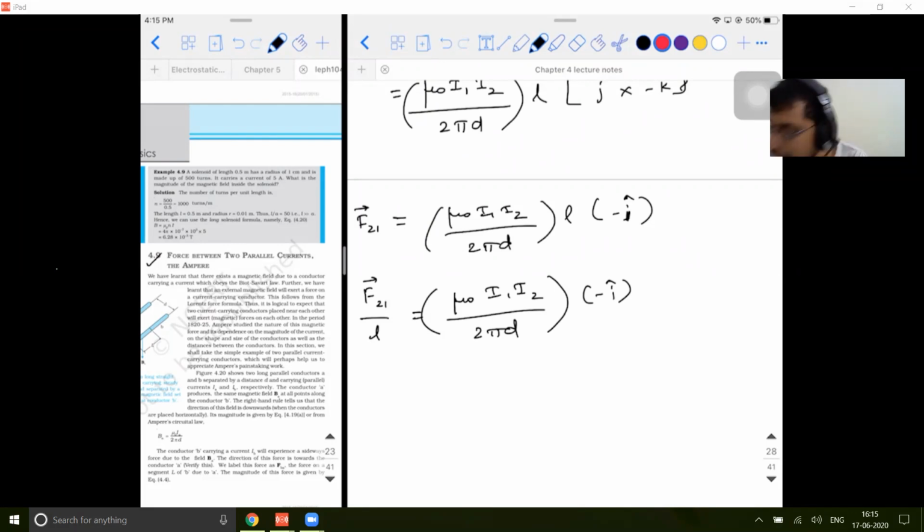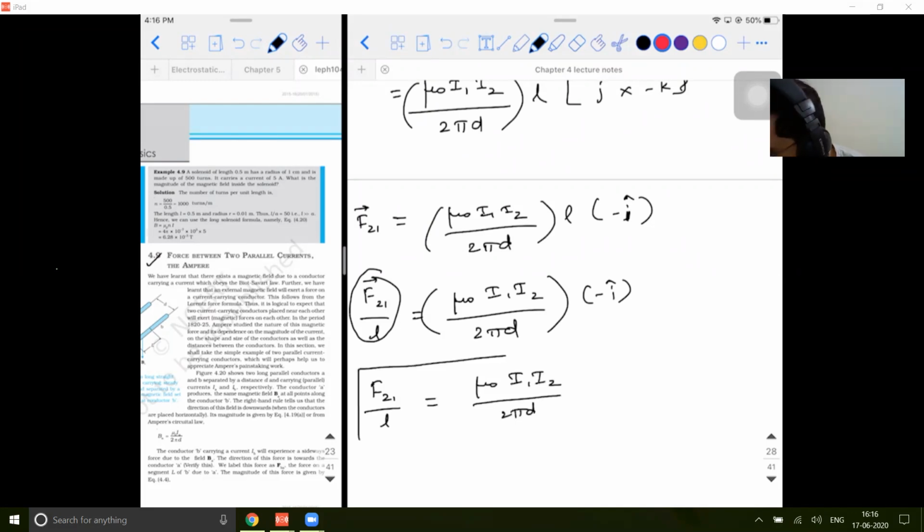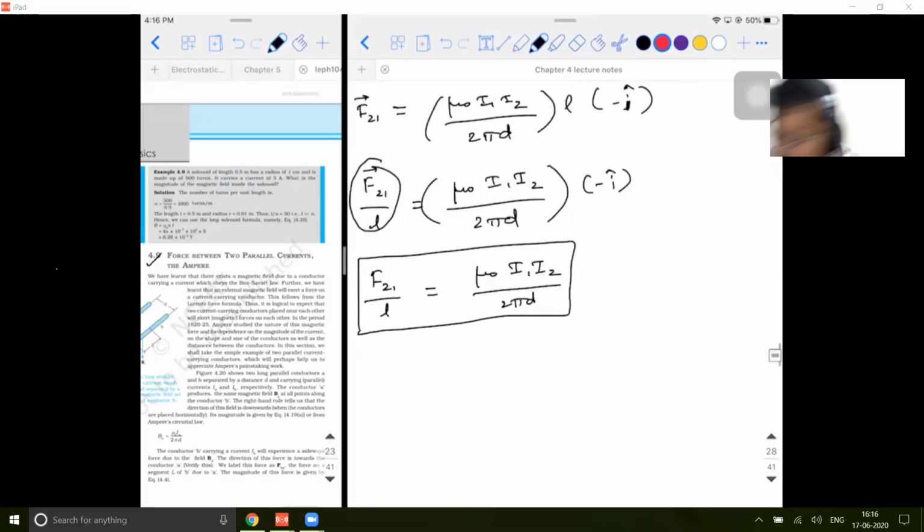Rather, you can find the force per unit length. So if I say F21 divided by L, it will be mu naught I1 I2 divided by 2 pi d. I'm ignoring the direction. If I break it like this, then the magnitude is going to be mu naught I1 I2 divided by 2 pi d. This is called the force per unit length. So F21 means the force experienced by the second conductor due to the magnetic field produced by the first conductor.